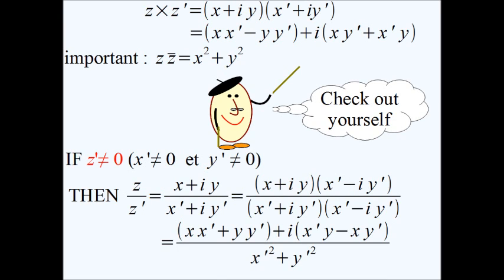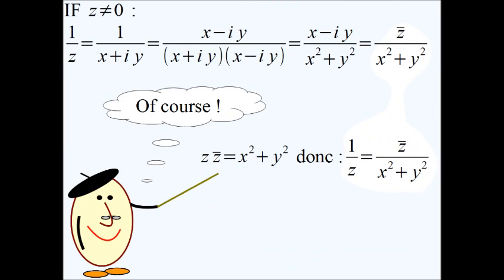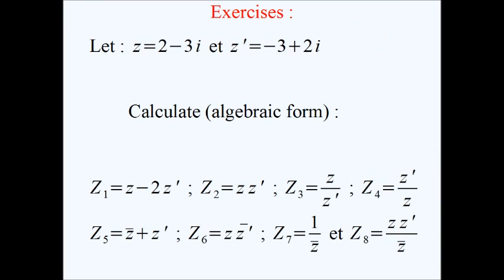Important to notice here that z times z bar equals a sum of two squares. So it's always a sum of squares. And we see next that it is the square of the modulus. The reciprocal of a non-zero number is the conjugate over the square of the modulus. Some exercise now.